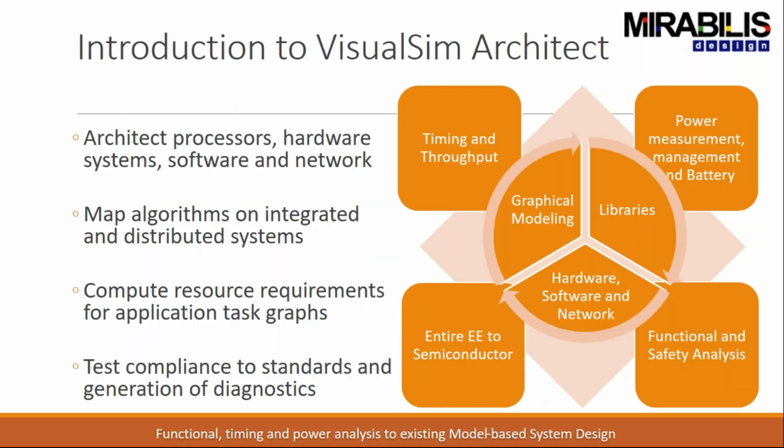So finally, a quick look at the different types of analysis that we do and how that analysis is obtained. The analysis is done mainly in these categories: the power measurement and management, the functional and safety analysis, the timing, throughput, and performance analysis, and the entire EE to semiconductor spectrum. All of this is done by using the library components, either the hardware, software, and the network, and by using the graphical modeling tools.